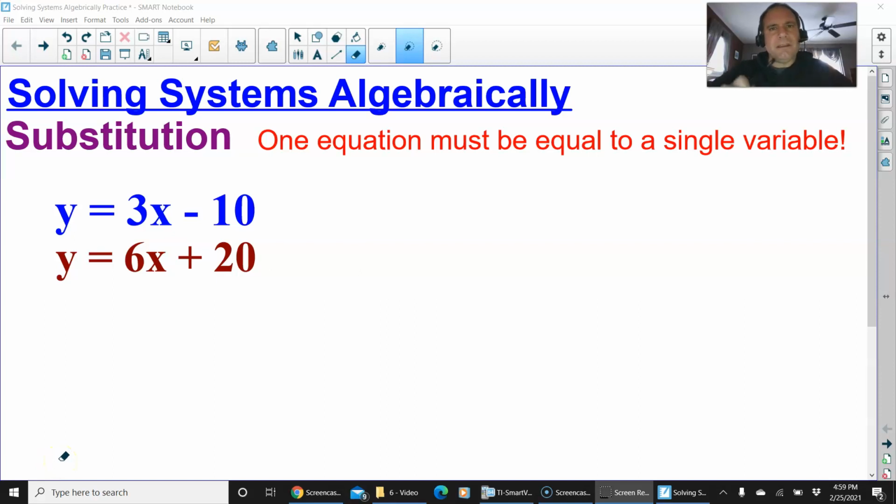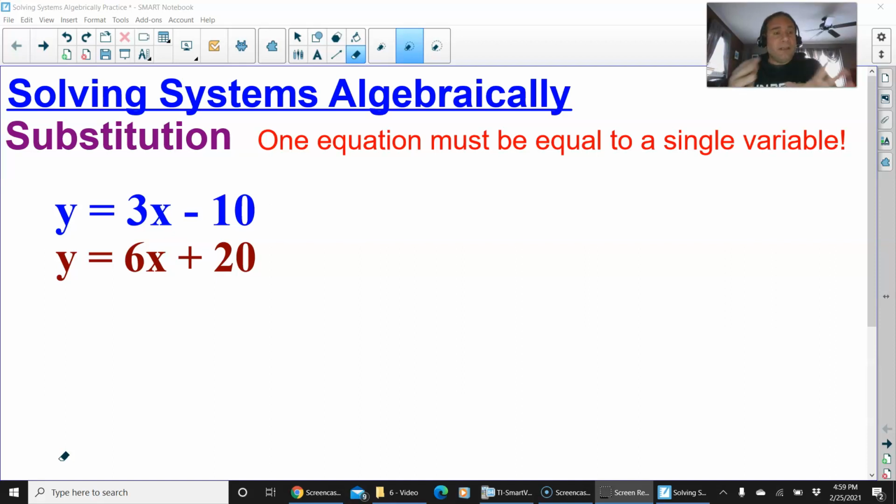Hello everyone, in this video we are going to be solving for the solutions to systems algebraically using substitution and elimination. First we'll start with substitution though. The rule is, if you're going to use substitution, that one equation must be equal to a single variable. It could be equal to x or it could be equal to y.